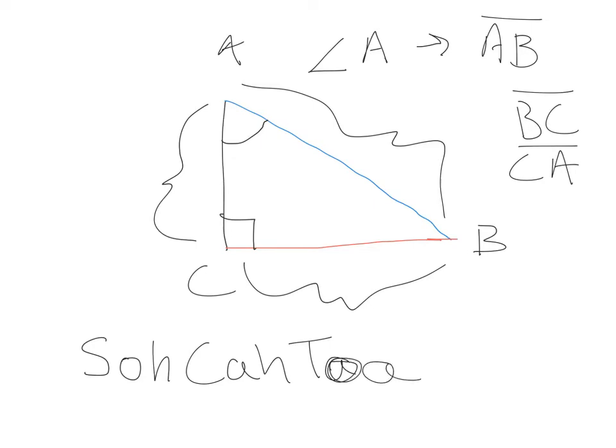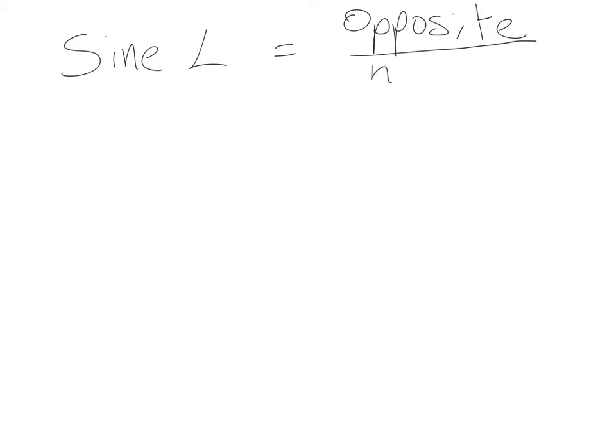And you're going to want to memorize SOHCAHTOA. SOHCAHTOA is a mnemonic device for remembering your trigonometric ratios. And here's what it's all about. Sine of any angle is equal to the opposite side over the hypotenuse.